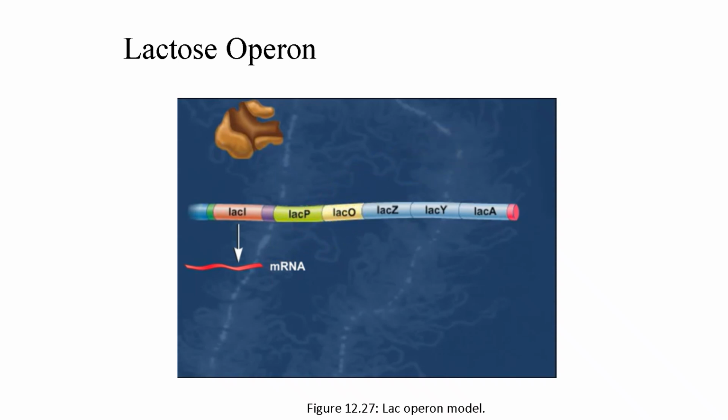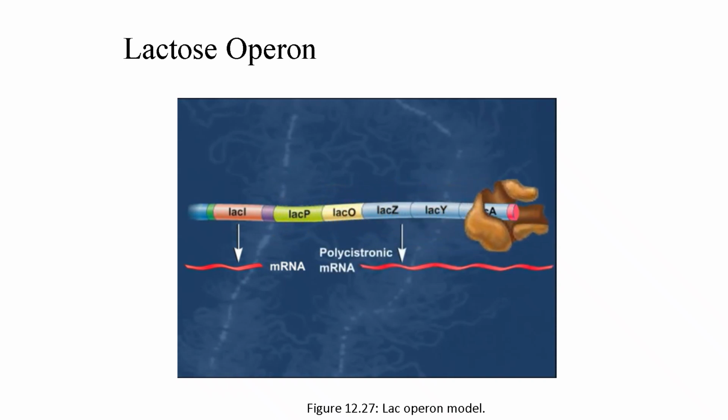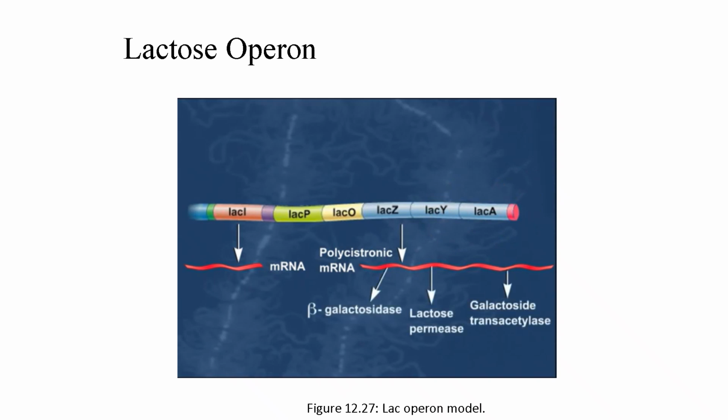Without an active lac repressor bound to the lac operator site, RNA polymerase is able to bind to the promoter, and a polycistronic messenger RNA is transcribed that includes the LAC-Z, LAC-Y, and LAC-A genes. This polycistronic messenger RNA is then translated to produce the beta-galactosidase, lactose permease, and galactoside transacetylase proteins. Therefore, the induction of the lac operon enables the bacterium to efficiently transport lactose into the cell and metabolize it.